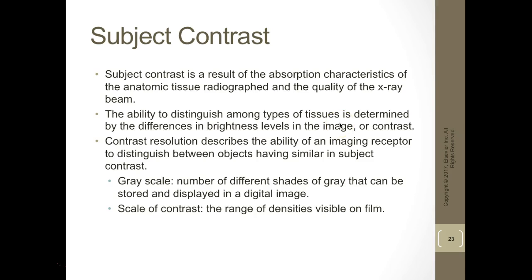Subject contrast is the result of absorption characteristics of the anatomical tissue radiographed and the quality of the X-ray beam. So it has to do with your kVp and the tissues that you're X-raying. The ability to distinguish among types of tissue is determined by the differences in brightness levels on the image, or contrast. Contrast resolution describes the ability of the image receptor to distinguish between objects having similar subject contrast. So we talk about grayscale and scale of contrast. Grayscale is the number of different shades of gray that can be stored and displayed in a digital image, and our scale of contrast is the range of densities visible on film.